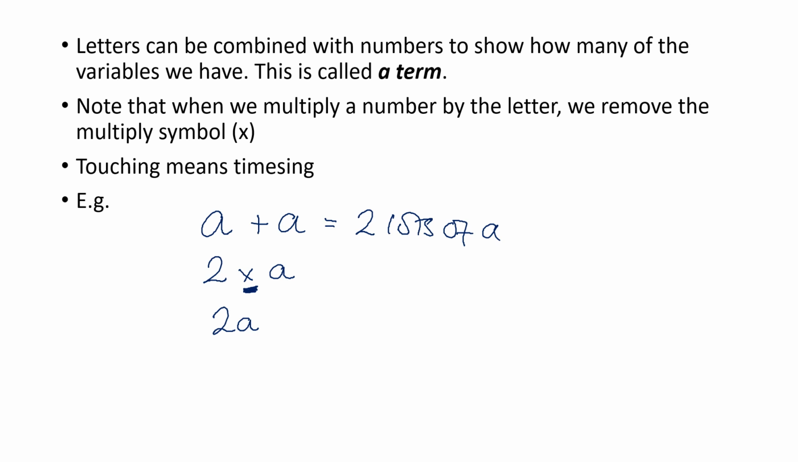This would not be the case if we had two different variables. So if we had a plus b, these are two different variables. They may indeed be the same number, but we cannot add them together. We need to leave them as they are. If, however, we had a multiplied by b, then because we don't need to put in this multiplying symbol, we can say that that is written as ab.